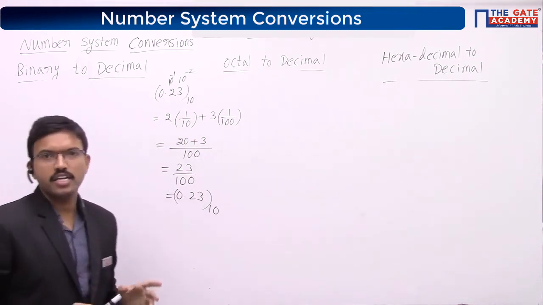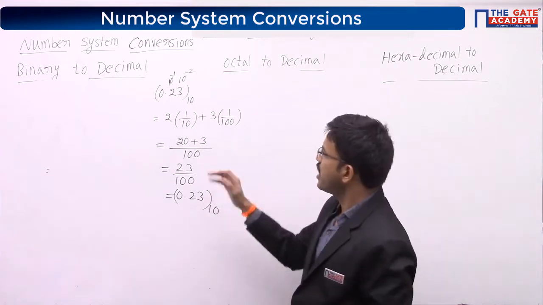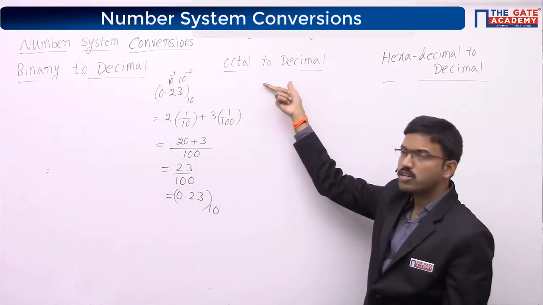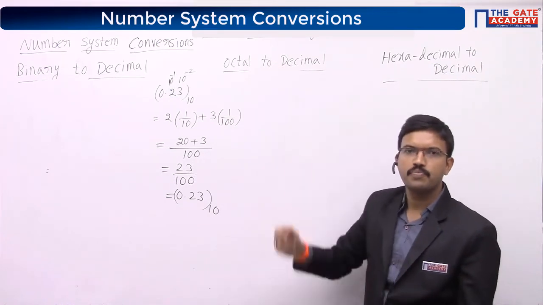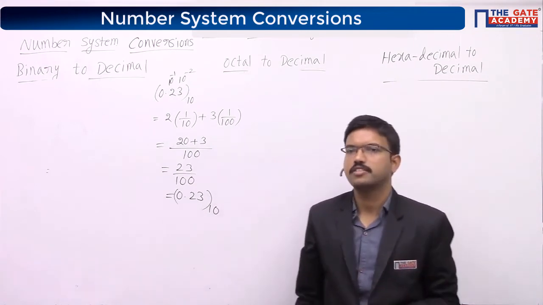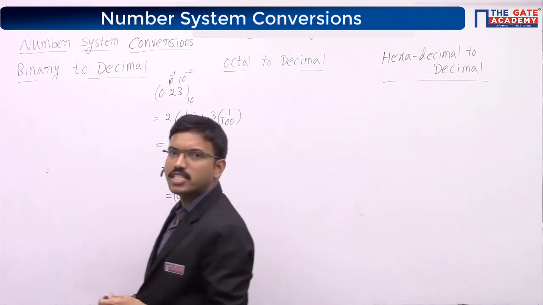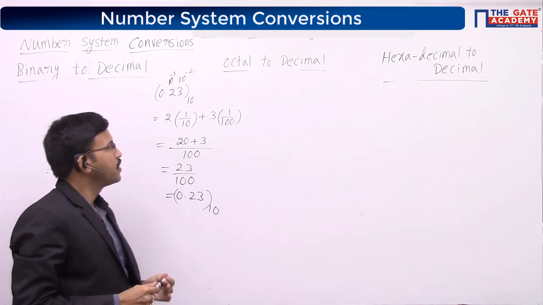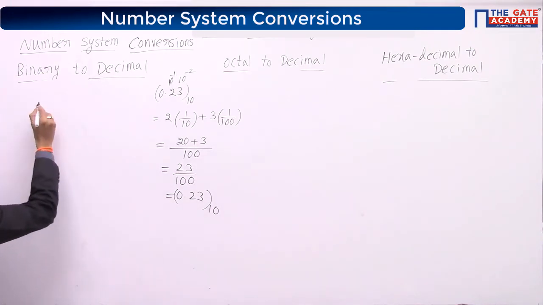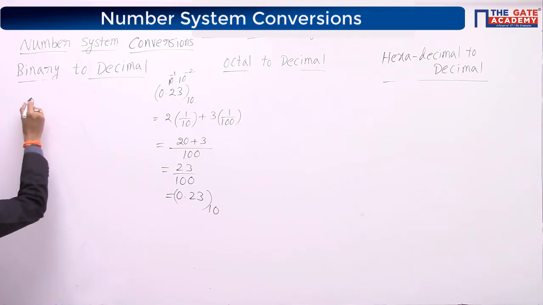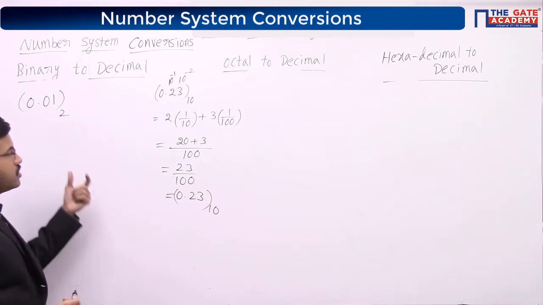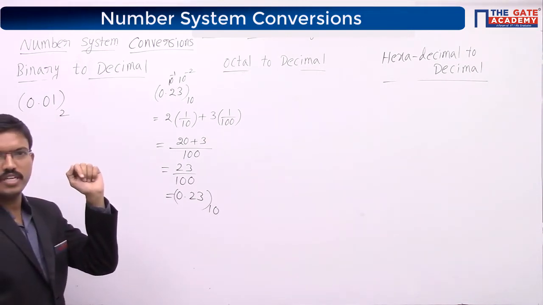Similarly, in binary, if you are having a fractional part, there I will consider negatively increasing powers of 2. Similarly for octal number, negatively increasing powers of 8. Similarly for hexadecimal, negatively increasing powers of 16, like that, for the fractional part. Okay, so with this understanding, let us first see the fractional part for one case. Say 0.01 base 2. I am considering the fractional part, 0.01 base 2.